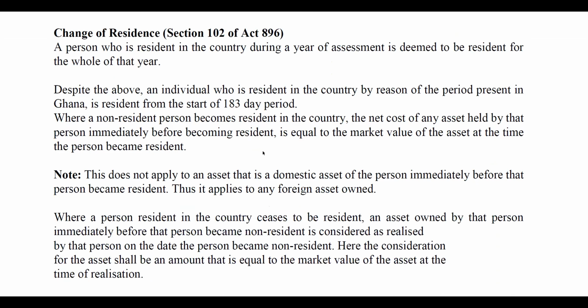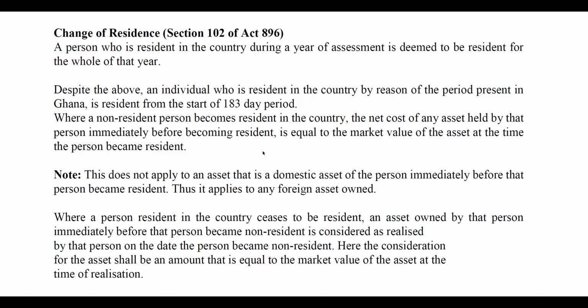Now, a person who is resident in the country, that is Ghana, during a year of assessment, is deemed to be resident for the whole of that year. Once you're a resident, we assume you are a resident for the whole of that year, and therefore any income which is derived from Ghana, accrued in Ghana, brought into Ghana, or received in Ghana will all be taxed during the period. However, if you were not resident, only income that was accrued or derived that has a source in Ghana will be taxed in Ghana. So despite the above, the individual who is resident in the country by reason of the period present in Ghana is resident from the start of the 183-day period. That is what we actually do. So we use that as a counter.